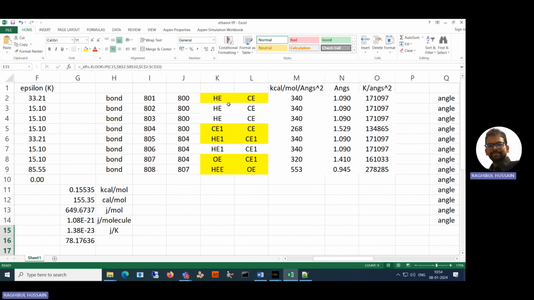Once you do it, now you can see here we have 3 bonds, but 3 are of the same type. Then only you can identify the types. Similarly, these two are same. These HE-C1, HE-C1 are 2 bonds, but we have to write only once because both are of the same type. Any doubt?